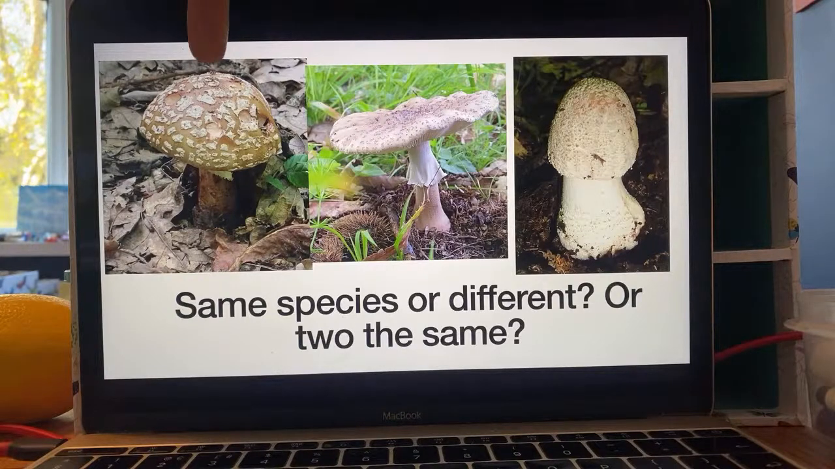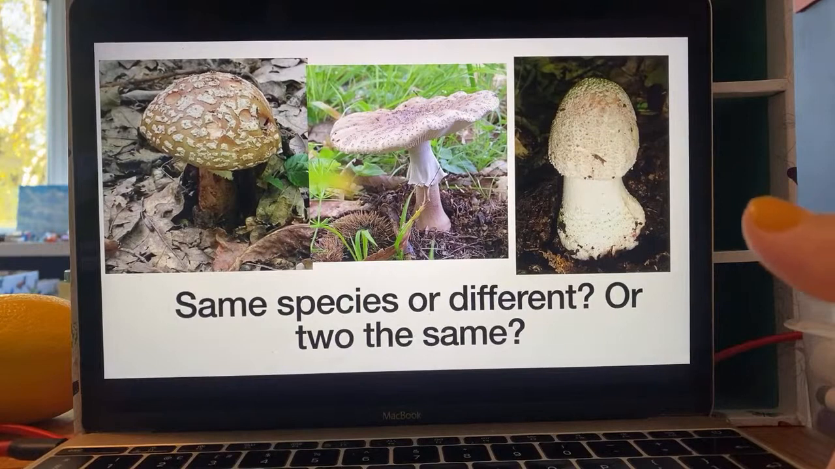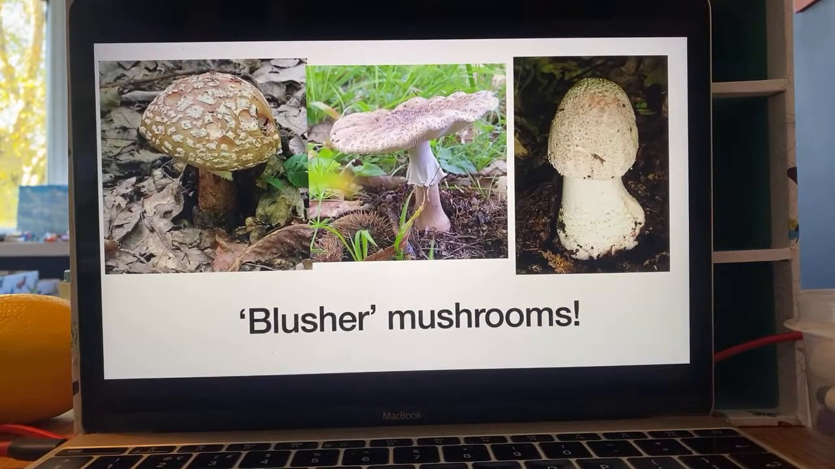Have you noticed that they've all got warts? These are all the same, as far as I can tell, as far as Wikimedia comments, which is where I got these photos from, were telling me. They're all the same species of mushroom. This is a blusher mushroom, and from what I can gather reading about it on the internet, it's totally pointless trying to identify a blusher mushroom by the cap, because they can look so different.